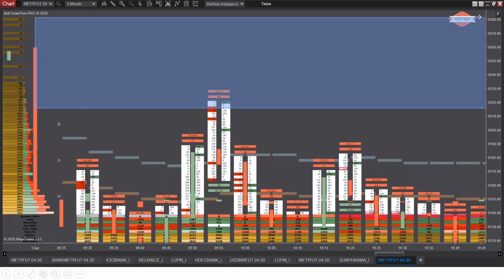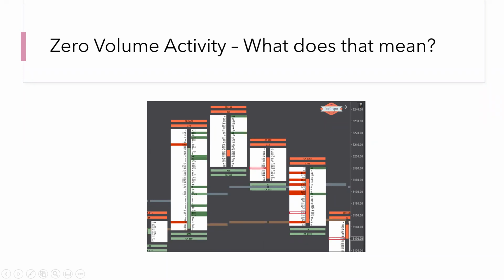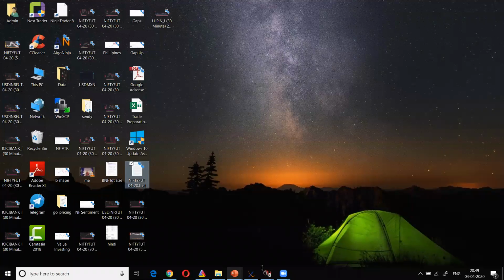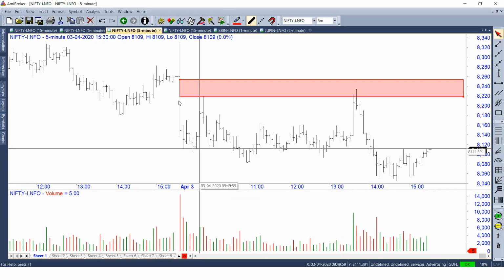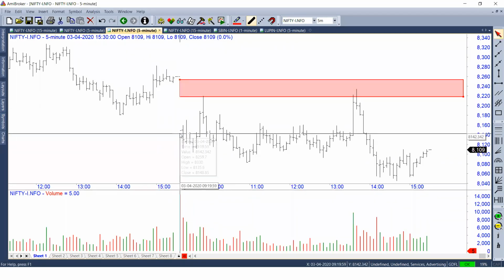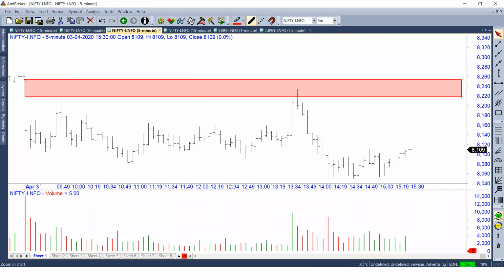So that's zero volume. I would like to talk about that zero volume activity a little bit. What I said is that the zero volume zones are not tradable zones. If you see the candlestick, if you see the price alone, you will miss this kind of information. We see only the continuity of the price, whereas if you look into the order flow, it gives you a microscopic outlook. It shows where the trade happened and where the trade hasn't happened at all.